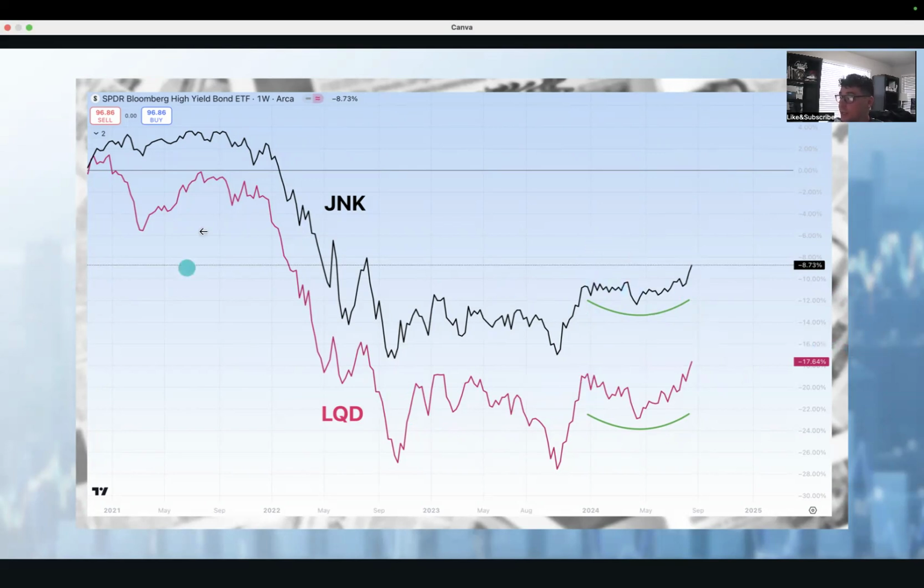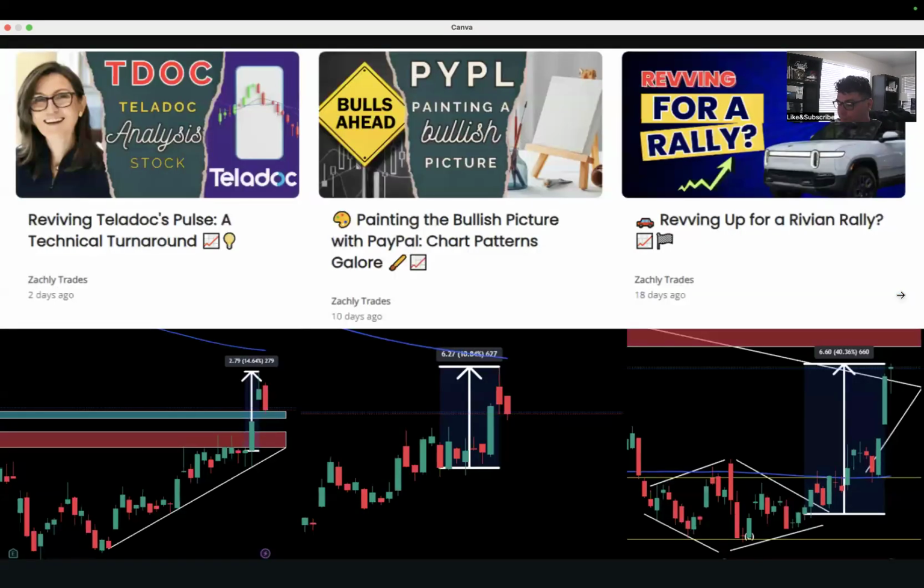But these are some things that are definitely on my radar, especially for some trades and the options trades, as well as getting into these with some shares. You can collect a nice little dividend there as well.